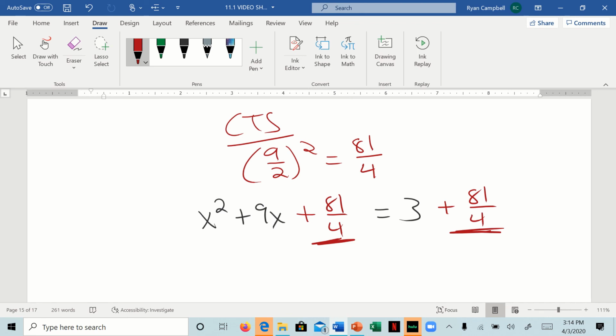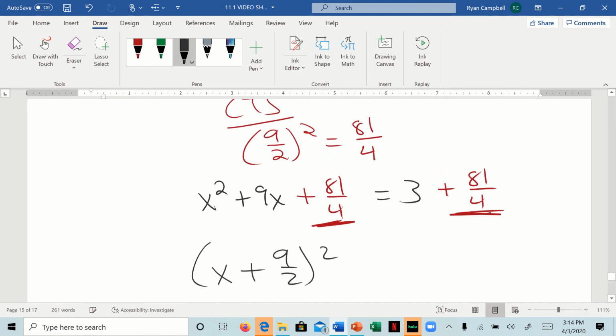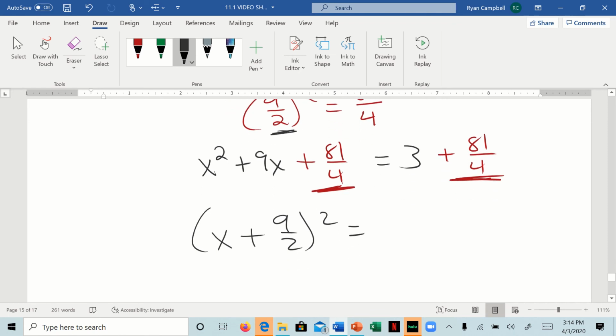So to do the left side, we just know that's going to be x plus 9 over 2 squared, right? That's the number we squared. To get the other side, we need to make sure to have a common denominator. So this is 3 over 1. So we can see 4 is going to be the common denominator. So you can multiply this by 4 on the bottom and 4 on the top. So 1 times 4 is 4. 3 times 4 is 12. So we get 4 on the bottom, and then we get 93 on the top.